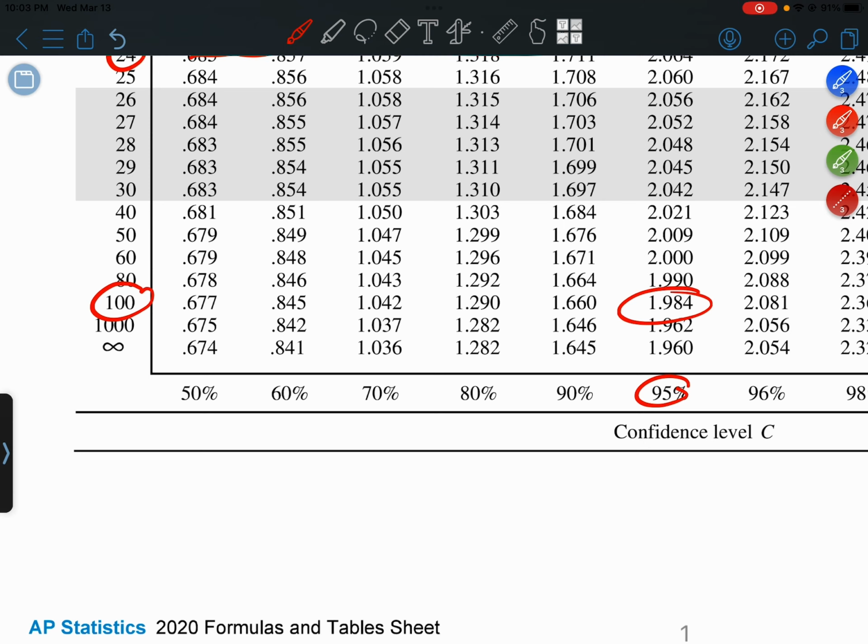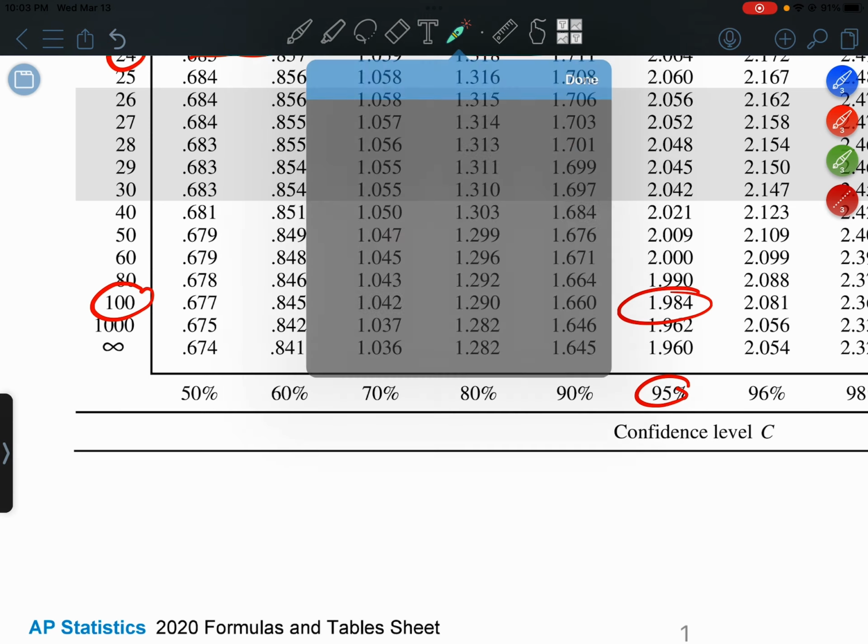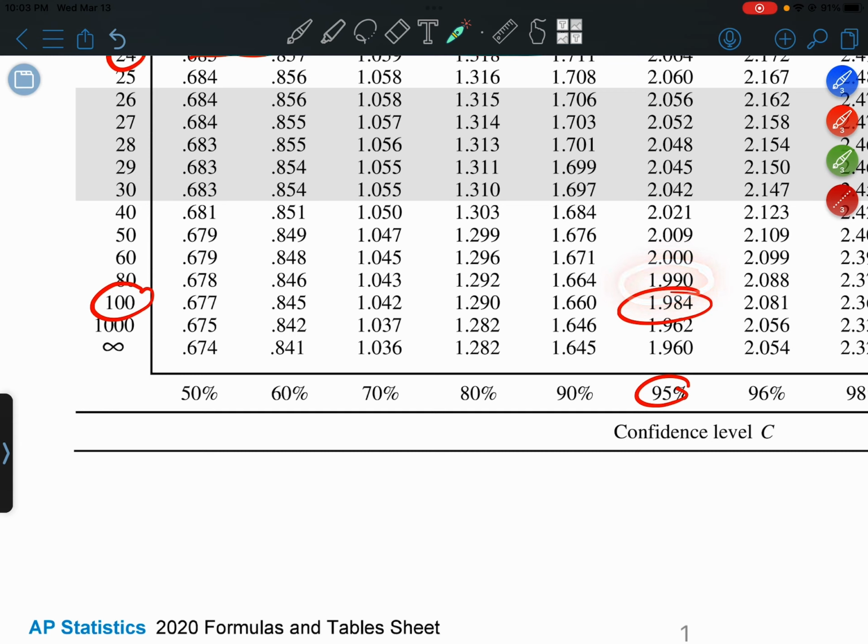Now, that's really not that different than 1.990. I mean, the difference is in the second decimal place. So for the most part, that's not going to have much of an effect. 1.984.